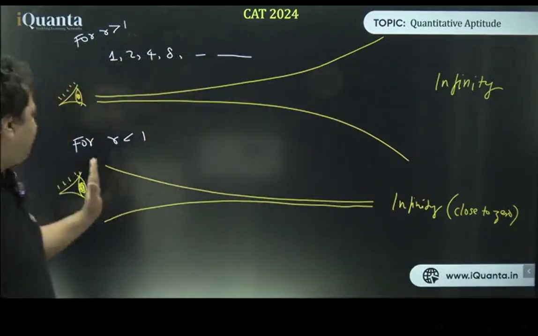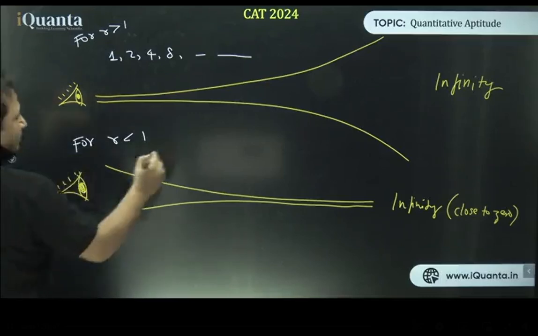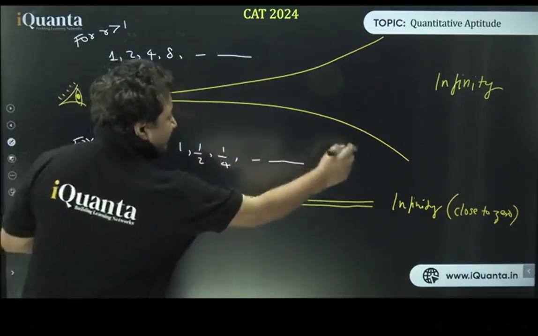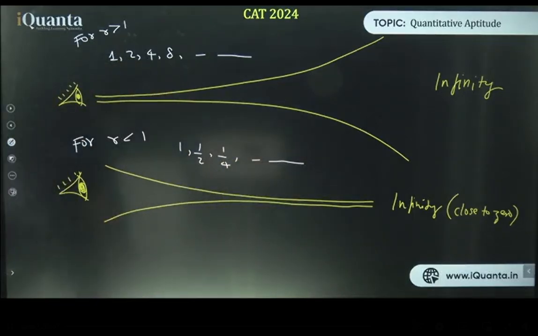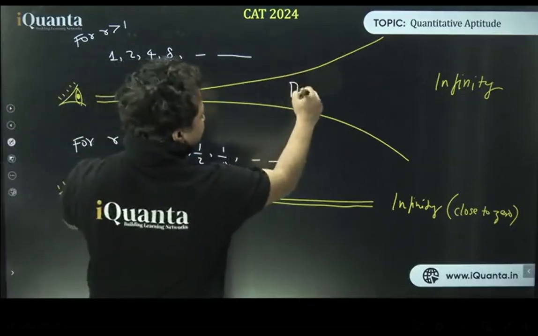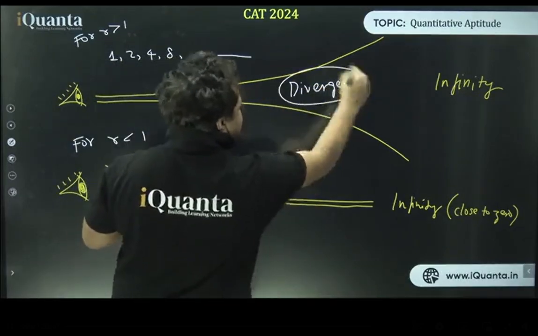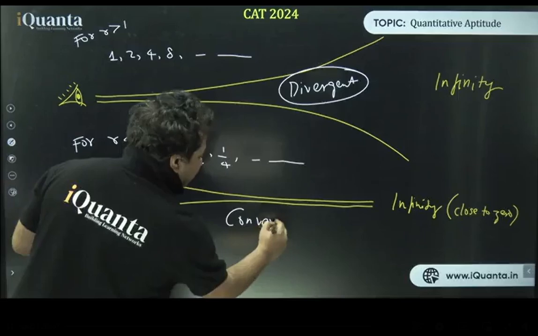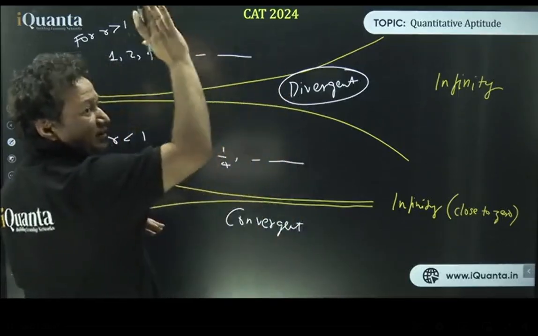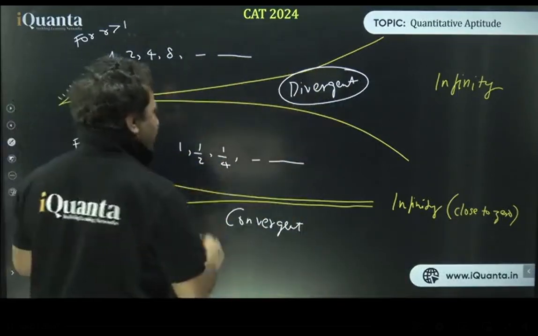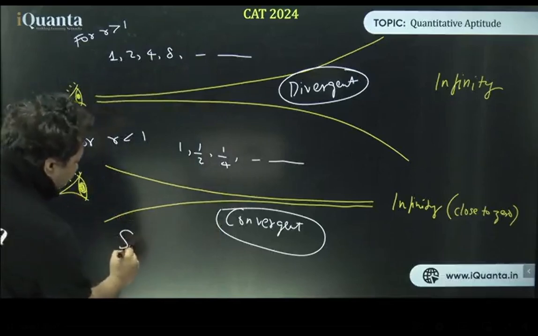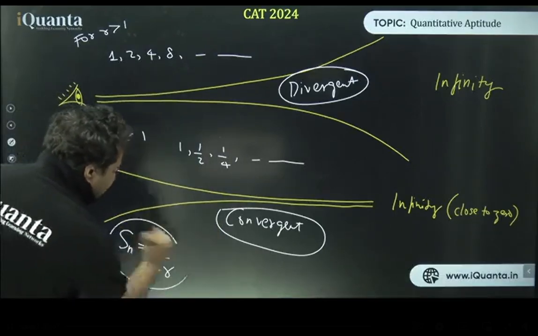Is that right? If you keep on dividing, like the example I give you, 1, 1 by 2, 1 by 4, keeps on dividing, in the end it will be very close to 0. And so, this series is known as divergent because it diverges. This is known as convergent because it converges. Divergent series का sum निकालना is impossible, term निकालना is impossible. For convergent, the sum निकालना is possible, which is equal to first term upon 1 minus r. That's it.